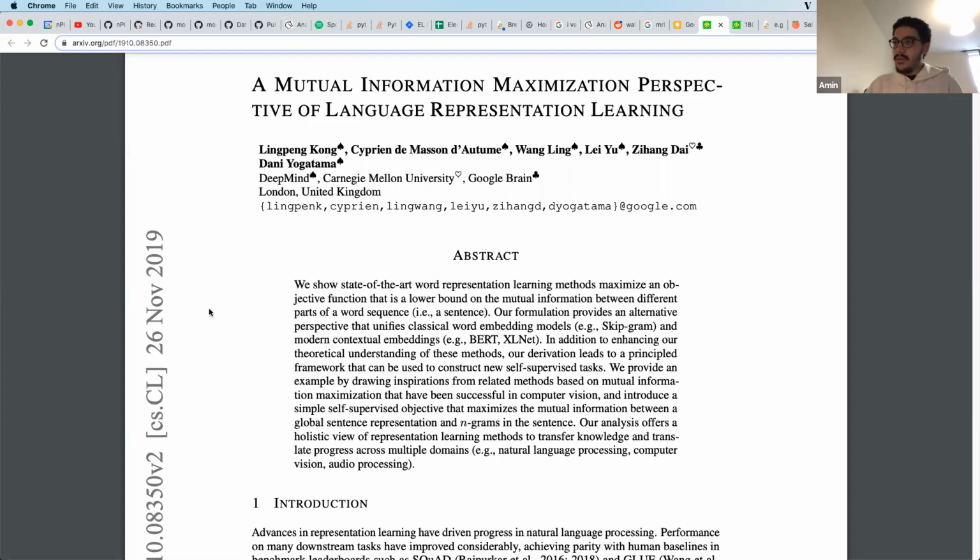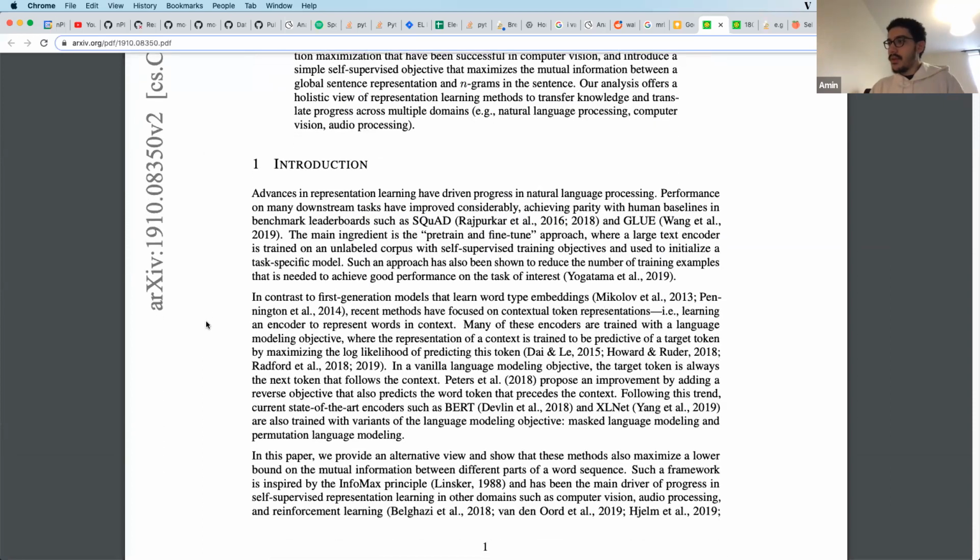And the second goal of the paper is to introduce a new self-supervised objective, which combines an aspect of BERT and an aspect of where this mutual information idea has been used to get representations of images, combines them, and then uses this objective to get representations of words.